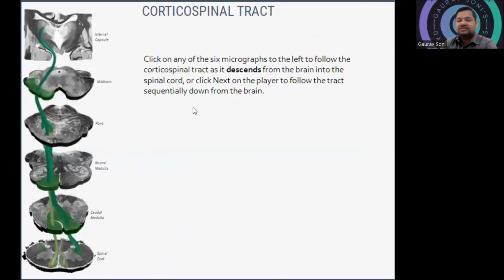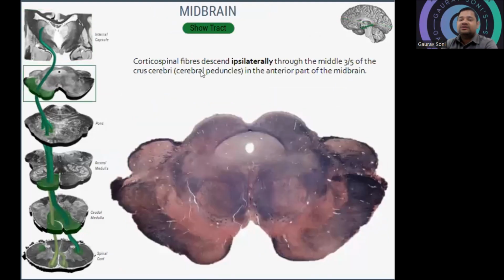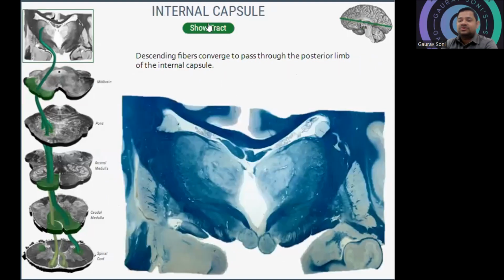Now we have to see how the message is going to be passed from the cortex to the spinal cord or to the motor organs. So first of all, descending fibers converge to pass through the posterior limb. So all the fibers will converge like this, and they will pass through the posterior limb of the internal capsule. Then you can see from here, this is how they go from the posterior limb to the converging part.